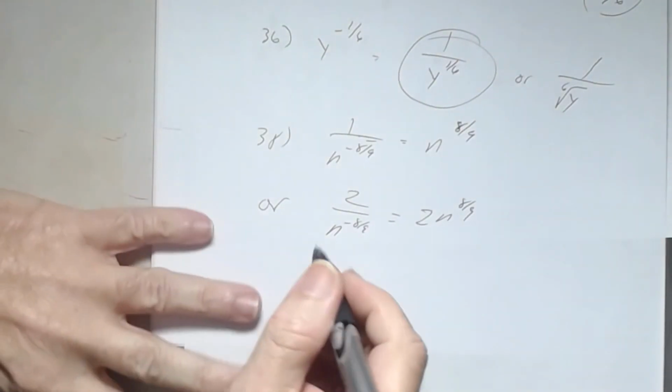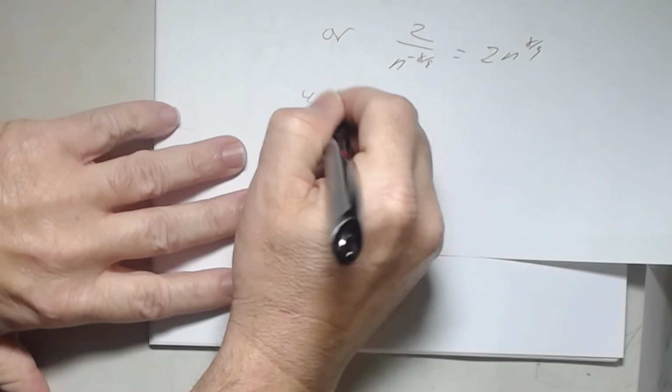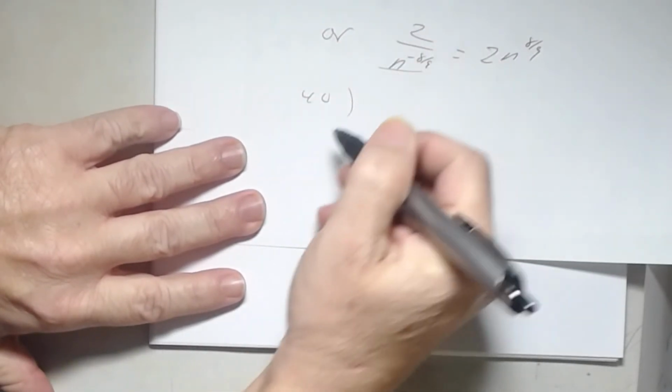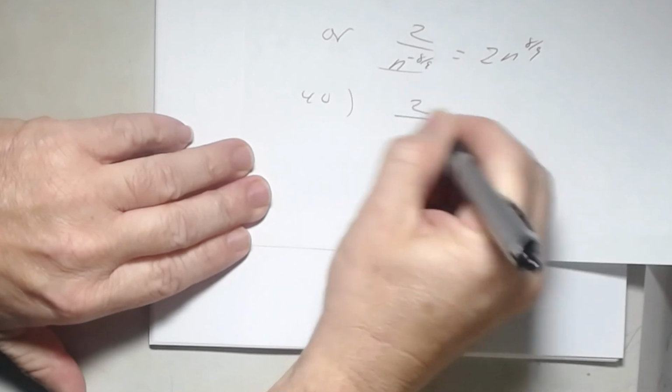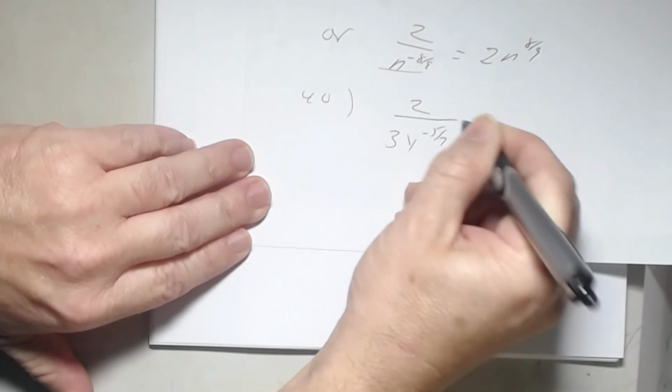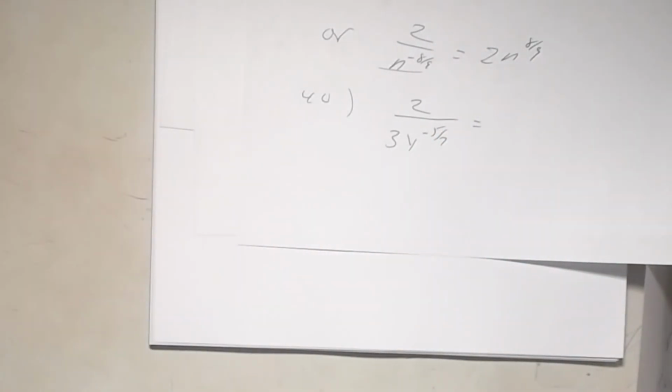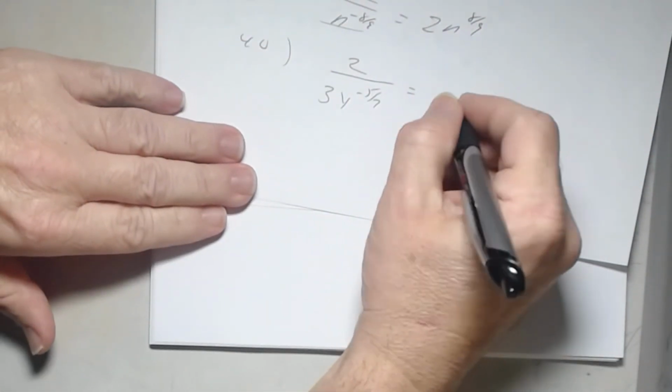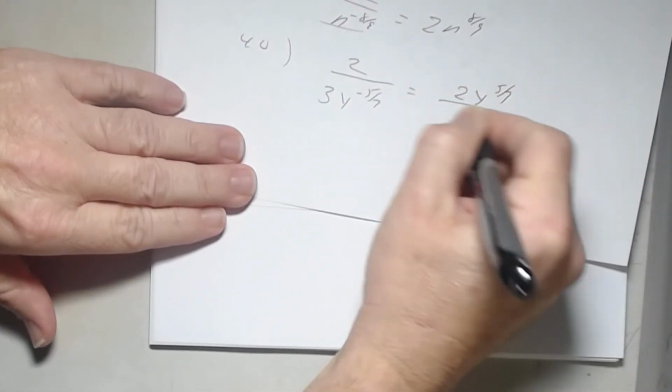What about 40? Now, don't let 40 throw you off. Think about what we just did right here with this 2. You have 2 divided by 3y to the negative 5/7. What's the only thing being raised to a negative power? Y is the only thing moving. Everything else stays where it is. So 2 over 3, y to the 5/7.